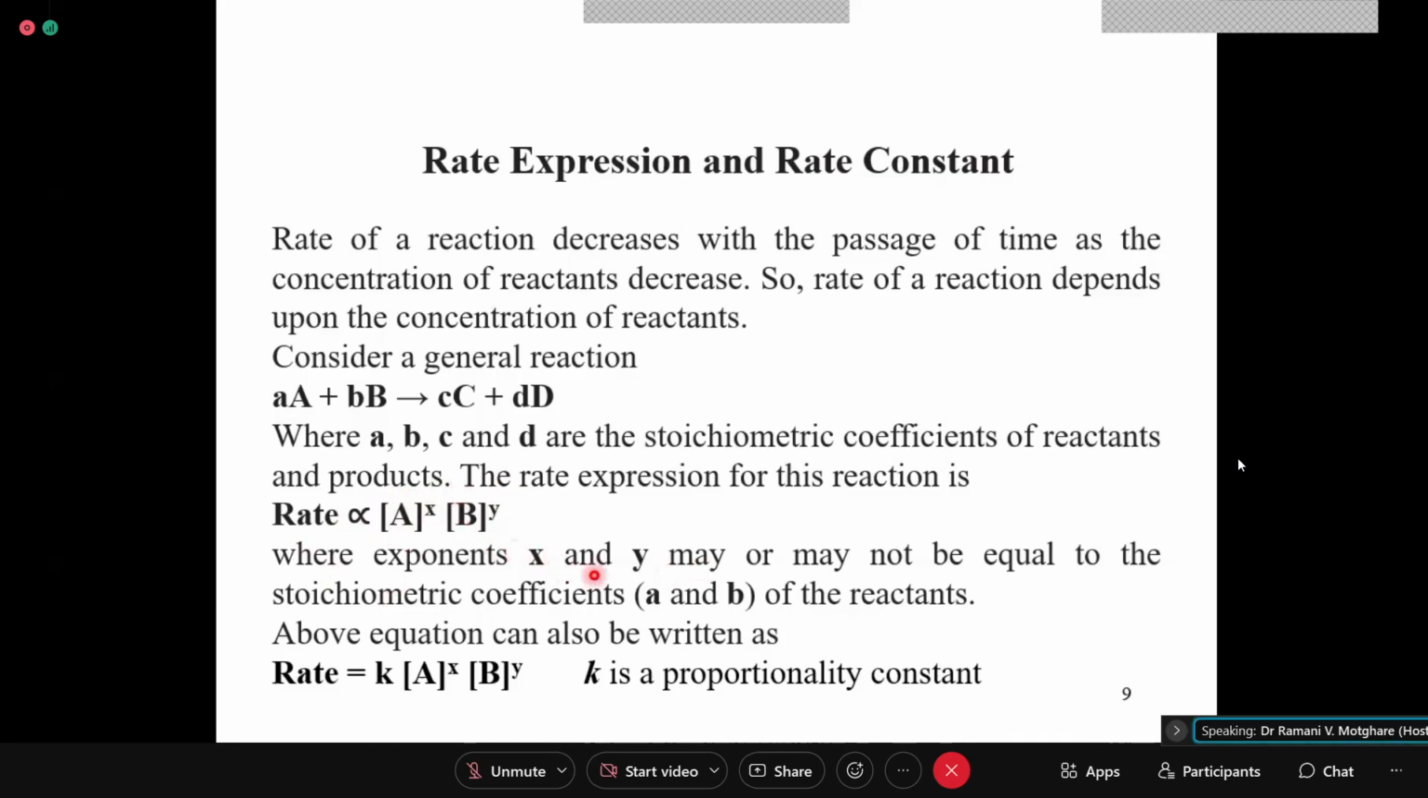Now, what are the exponents x and y? They may or may not be equal to a and b, the stoichiometric coefficients. This is important: they may not be the same as your stoichiometric coefficients a and b. The above equation can also be written as rate is equal to the rate constant k into the concentration of A raised to x and B raised to y.